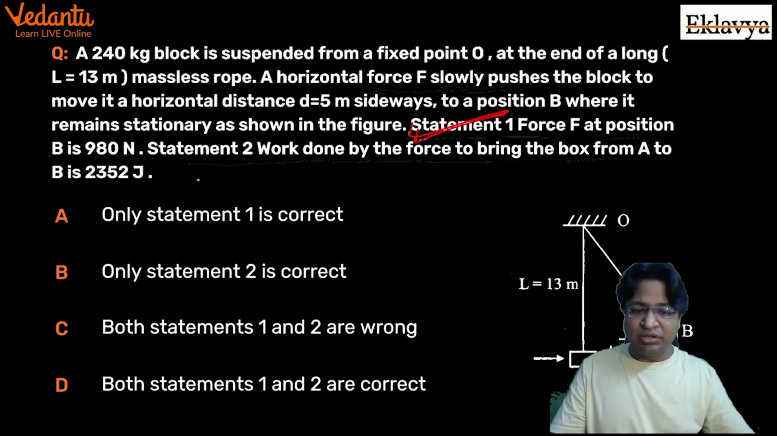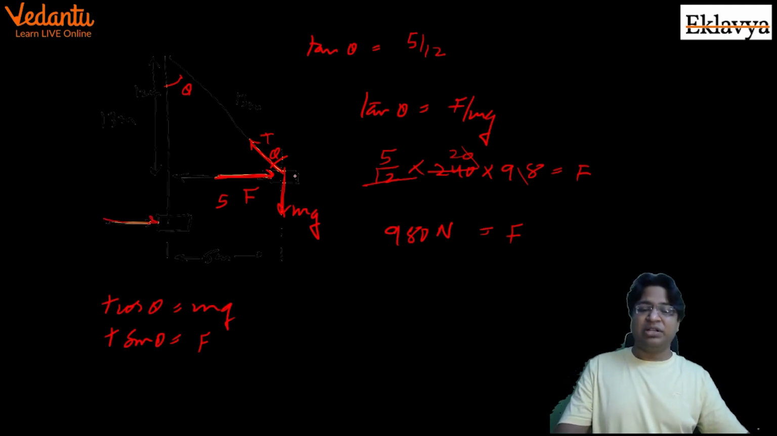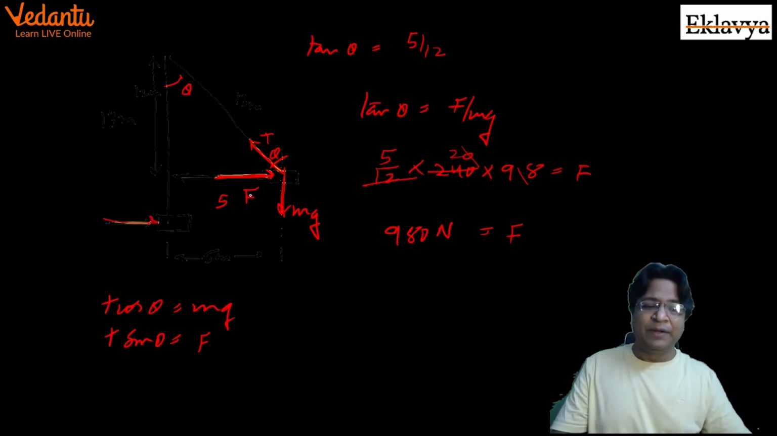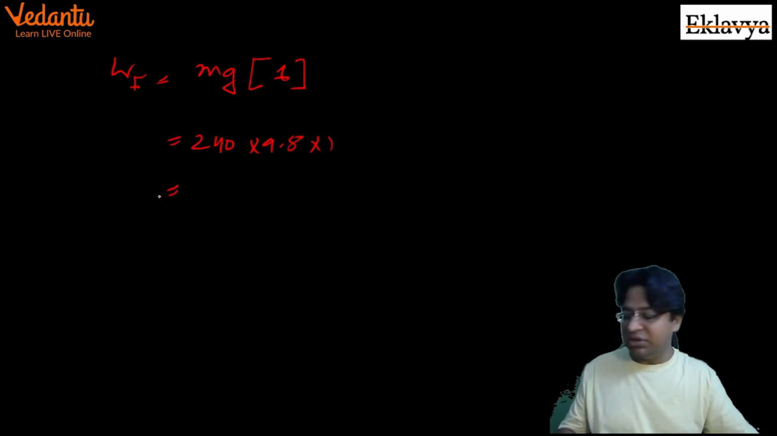Now, work done by the force. So work done by this force can be said as the increase in gravitational energy of the block. All right, and this height is 1 meter. So I can say that work done by F is equal to m into g into change in height. That is 1 meter. Okay, so m is 240, into g is 9.8, into 1. So that should be the answer.